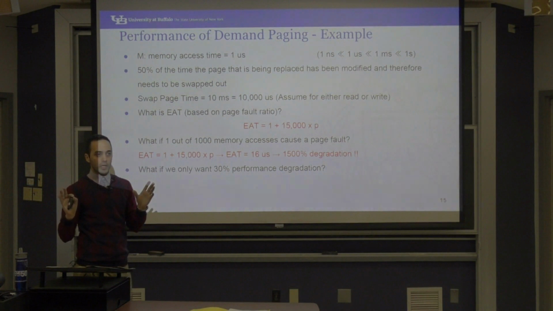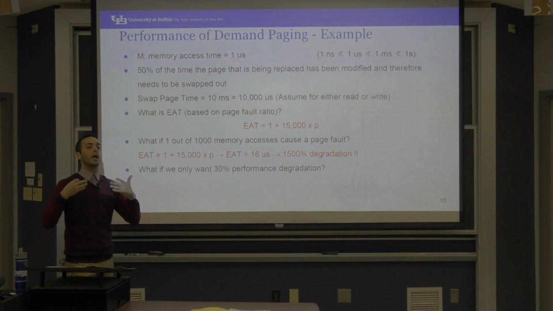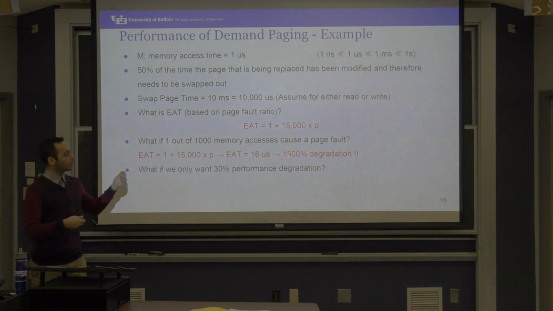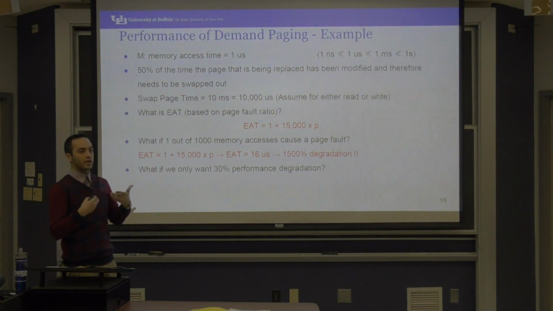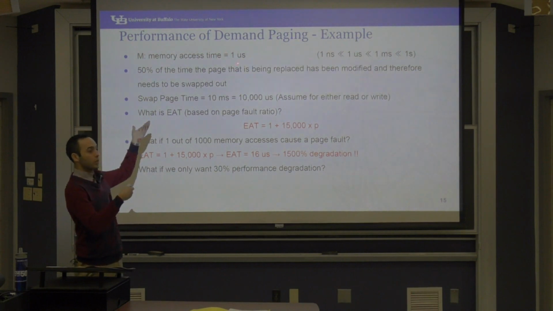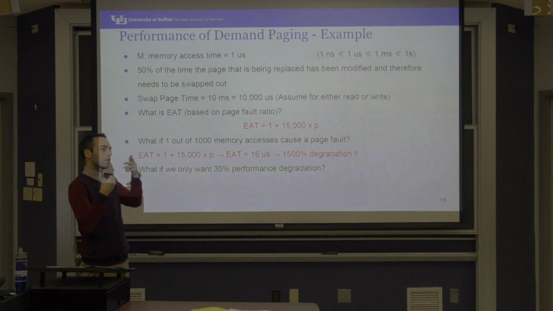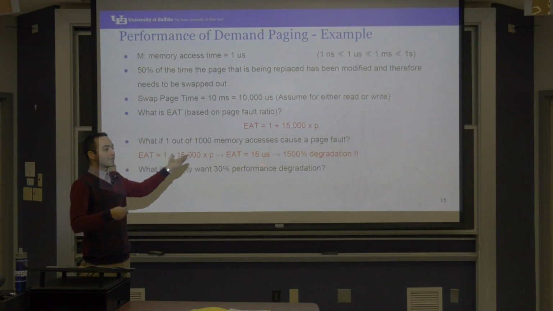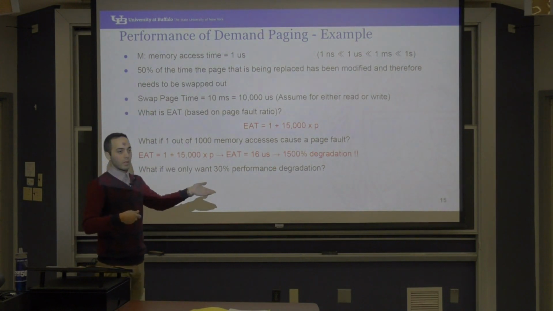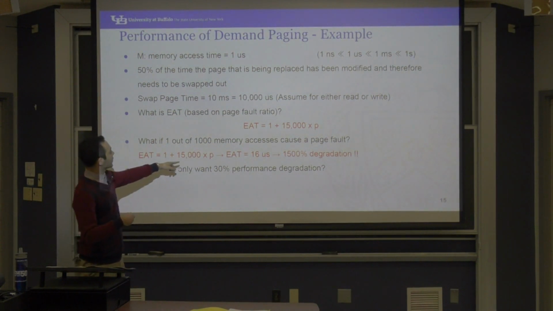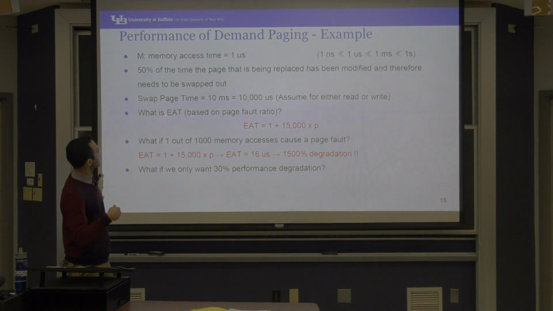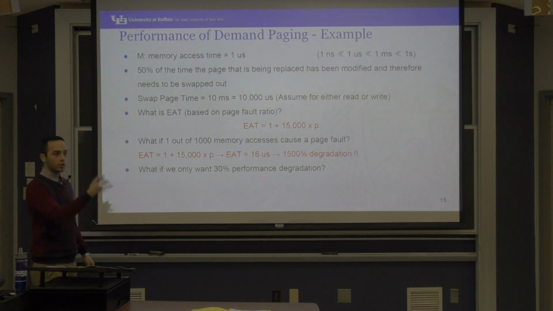So this just gives you an idea. If the page fault ratio is 1 out of 1,000, you are degrading by 1,500%. Because normally, your physical hardware is allowing you to access in 1 microsecond, but effectively, it takes 16 microseconds on average. Only replacing P with 1 over 1,000? Yeah, we only replace P with 1 out of 1,000. Okay? So this is horrible, right? Compared to 1 microsecond.